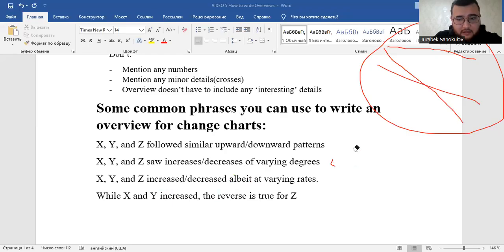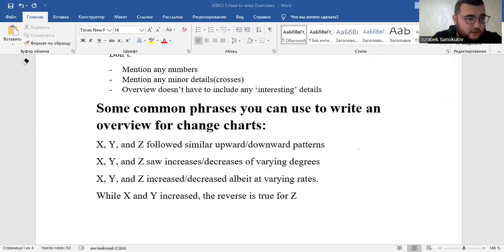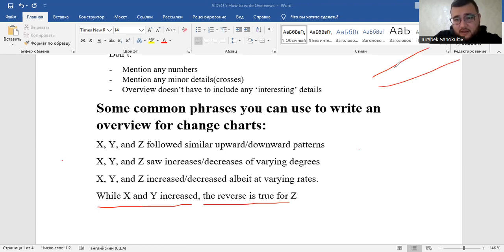So now the final one, and then I will write overviews for you guys. So now, while X and Y increase, the reverse is true for Z. So imagine this situation, and here's the thing. So this is X, this is Y, and this is Z. So in this situation, two of them increased and one of them decreased. So to describe this situation, you can use this. The reverse basically means opposite. The opposite of increase basically means to decrease.